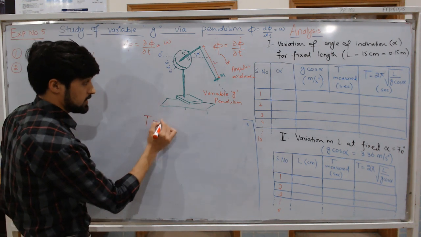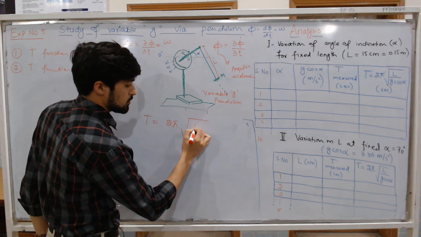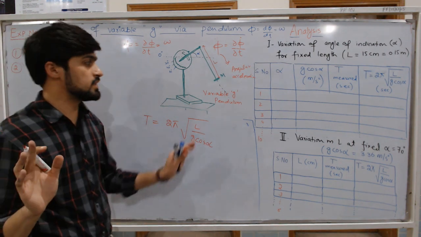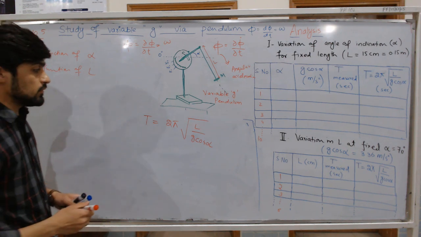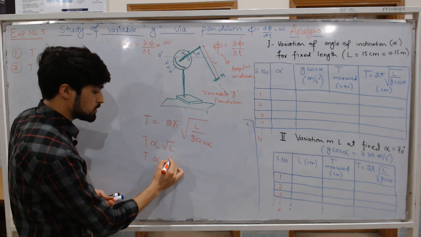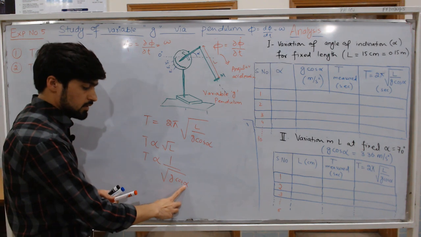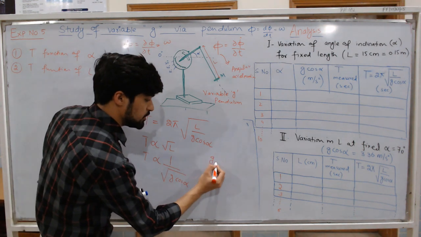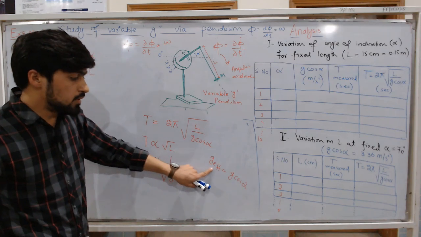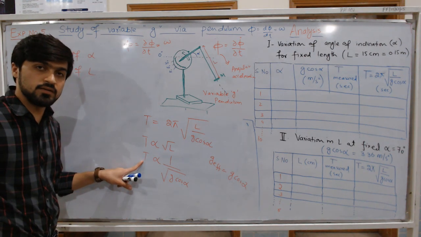Now, keep in mind that the time period for this case is 2 pi under the root L by g cos alpha. We know that this is L by g cos alpha for the case of the inclined pendulum, or you can say the variable g pendulum. The time period is directly proportional to the square root of L, and inversely proportional to the square root of g cos alpha. The other relation is g effective, which is g cos alpha. If you use a different angle of inclination, your g effective value will vary. And if alpha is changing, it affects the time period of the simple pendulum.